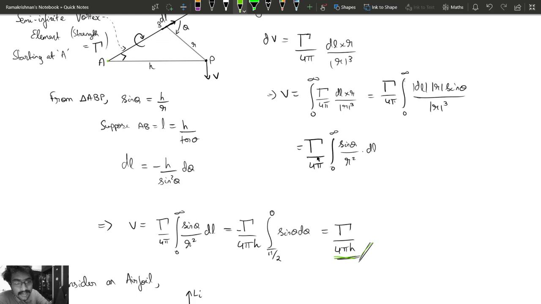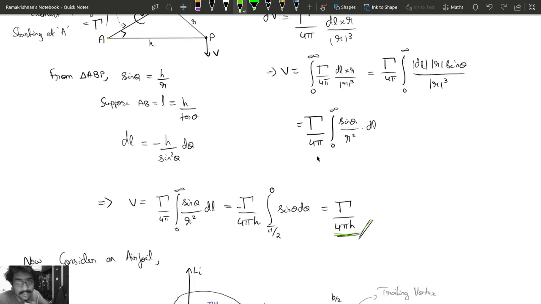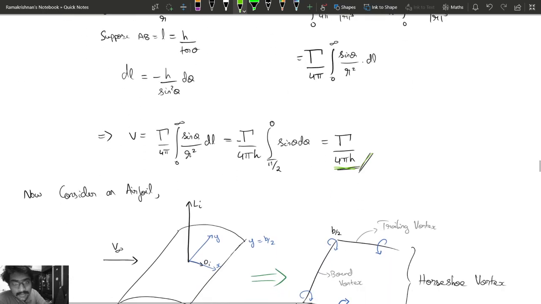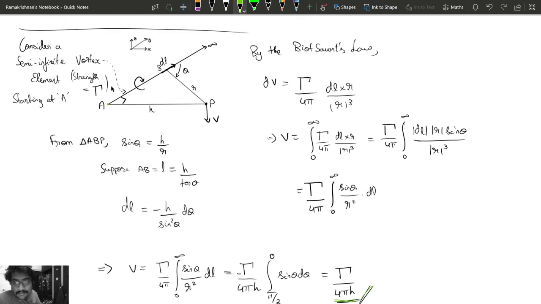This 0 to infinity limit changes to pi by 2 to 0 because we have changed to sine theta. Sine theta runs from 0 to pi by 2. And this is the final result that I get. It is gamma over 4 pi h, where h is the distance between the starting point of the vortex filament and the point at which we are calculating our induced velocity.